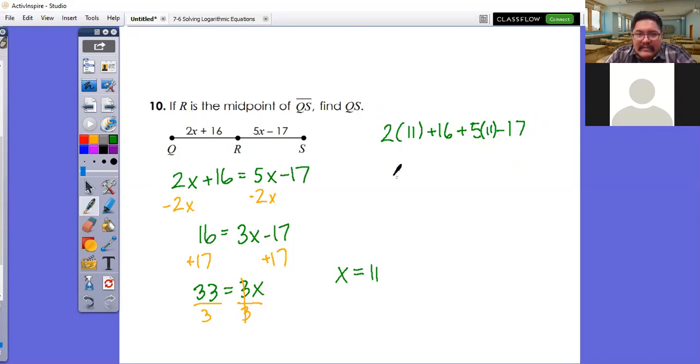All right, so let's go ahead and evaluate this. So 2 times 11 is 22, plus 16, plus 55, minus 17. A little bit slow on the reading there. All right, now I'm going to go ahead and get my calculator out. Oh, there's my calculator. 22 plus 16 plus 55 minus 17. And that would give us the length of the whole thing. So I just did all that at once. So QS is equal to 76.